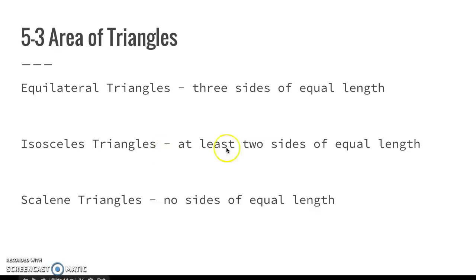And some of you might say, wait, at least two sides? So could an equilateral triangle also be identified as isosceles? Absolutely. The definition says at least two sides. So if you have a triangle that also has an equilateral classification, it would fall into the category of isosceles as well. A scalene triangle has no sides of equal length, and that was that third group that we had seen there.